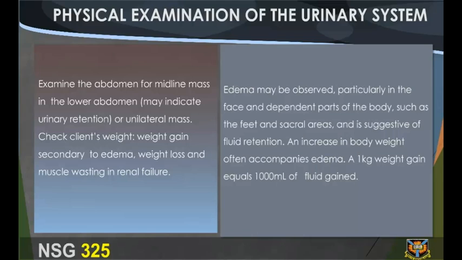Examine the abdomen. A midline mass in the lower abdomen may indicate urinary retention, or a unilateral mass. Check the client's weight. Weight gain is secondary to edema; weight loss and muscle wasting occur in renal failure.